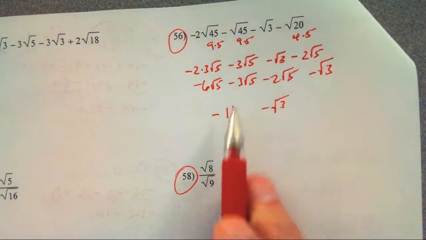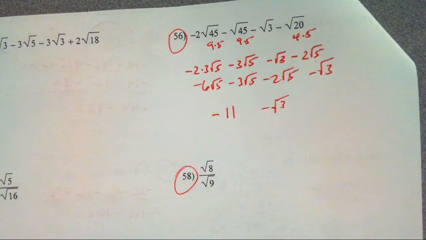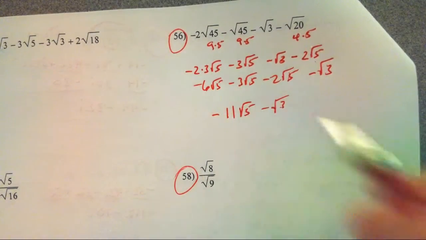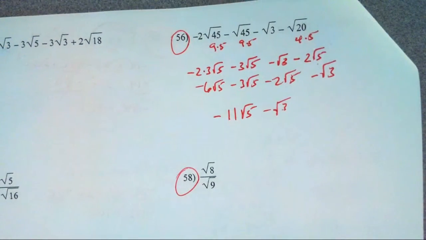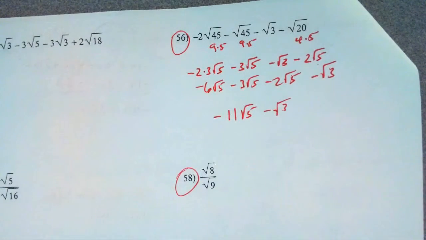Do I have -11 root 15s or do I have -11 root 5s? Root 5s. I don't have any root 15s. Right? I don't combine those. How many of you beat me to that answer? Okay, so we're going to be good on this part tomorrow.